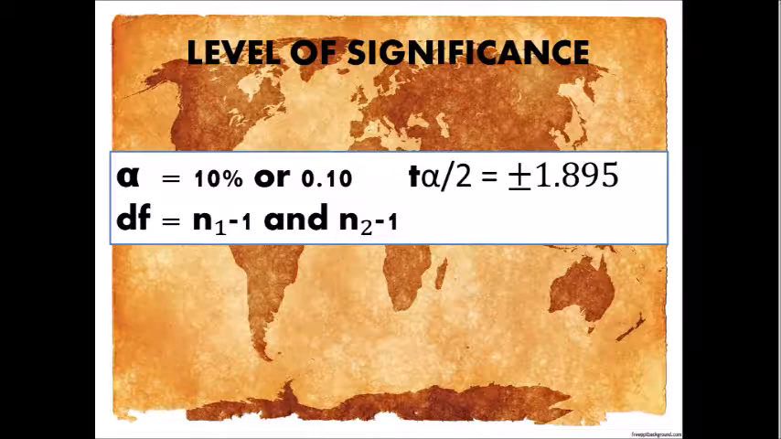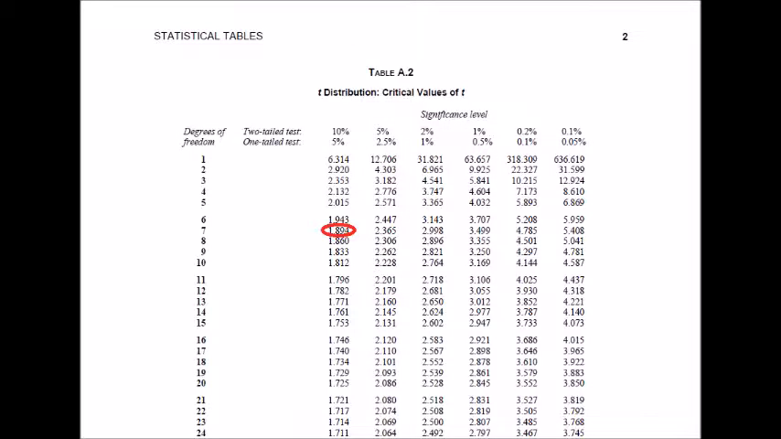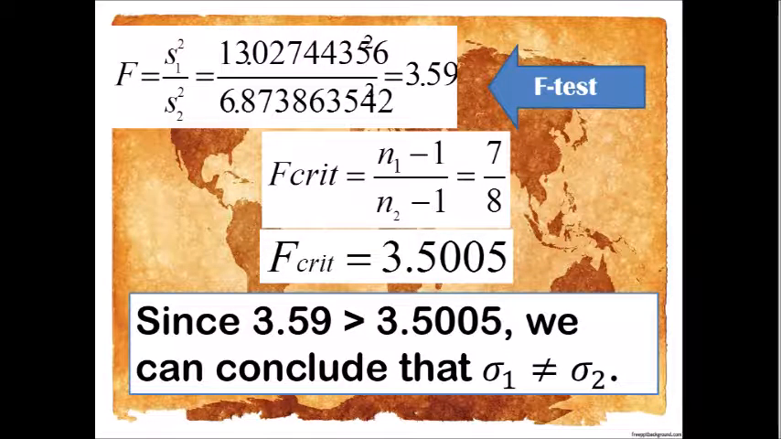And so, as the level of significance, alpha is equal to 10% or 0.10. Degrees of freedom is equal to n sub 1 minus 1 and n sub 2 minus 1. T sub alpha over 2 is equal to positive and negative 1.895. By the way, this is also stated as two-tailed, then correspond to the following t-table according to its alpha. As we did with the previous f-test, we also need to figure out the s with a higher value and equate them. F is equal to s sub 1 squared over s sub 2 squared.